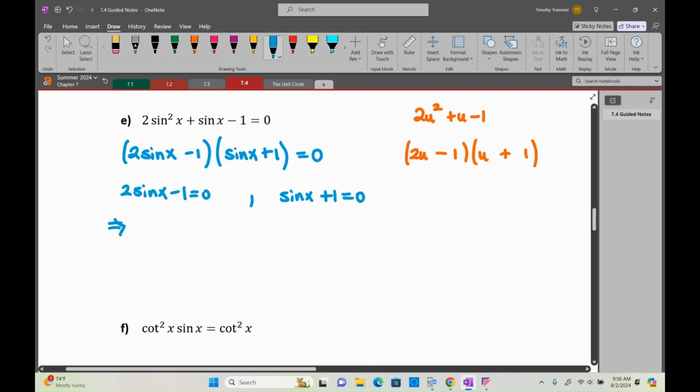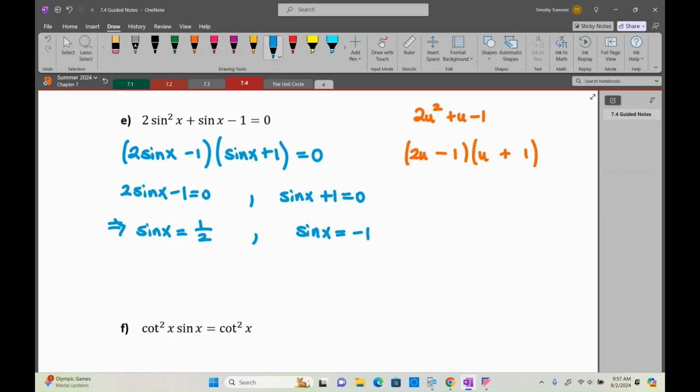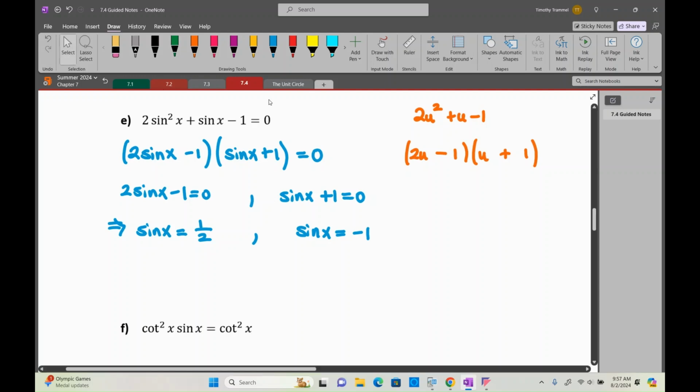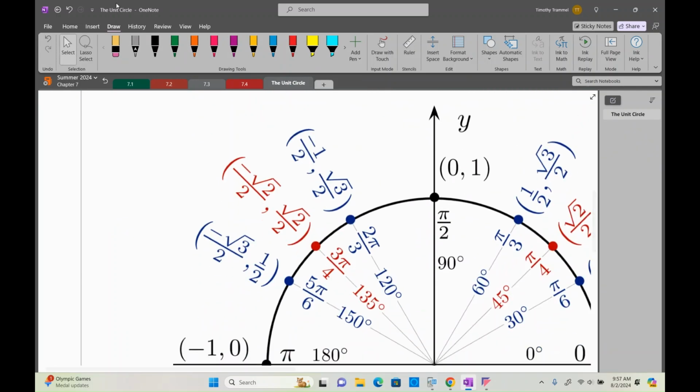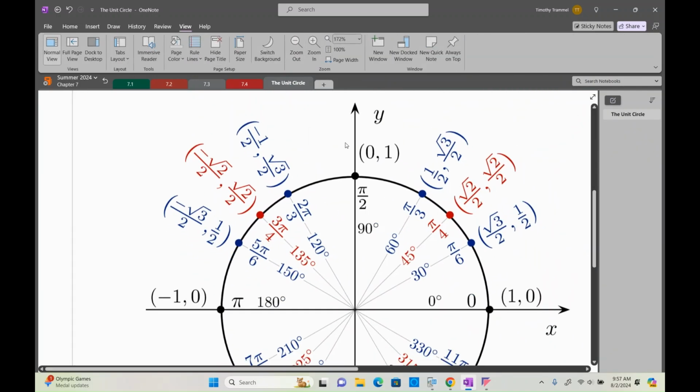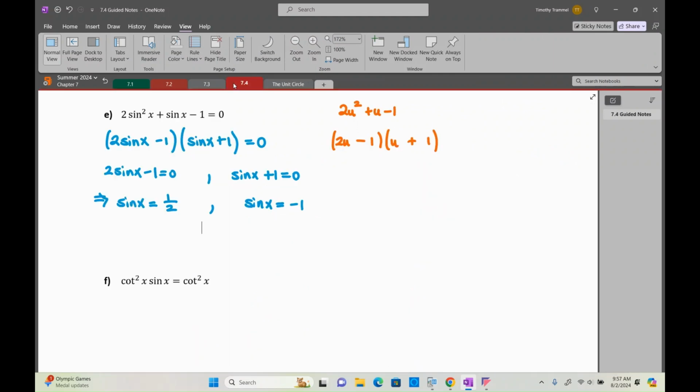If we do that, we get sine of x is equal to a half. And if we solve this one for sine of x, we get sine of x is equal to -1. So this is going to give us an extra equation or two to describe all of our solutions. Let's start that process. Let's find where sine is 1/2. So we're looking for a y value of 1/2 on our unit circle. Let me zoom out. So here and here: pi over 6 and 5 pi over 6.